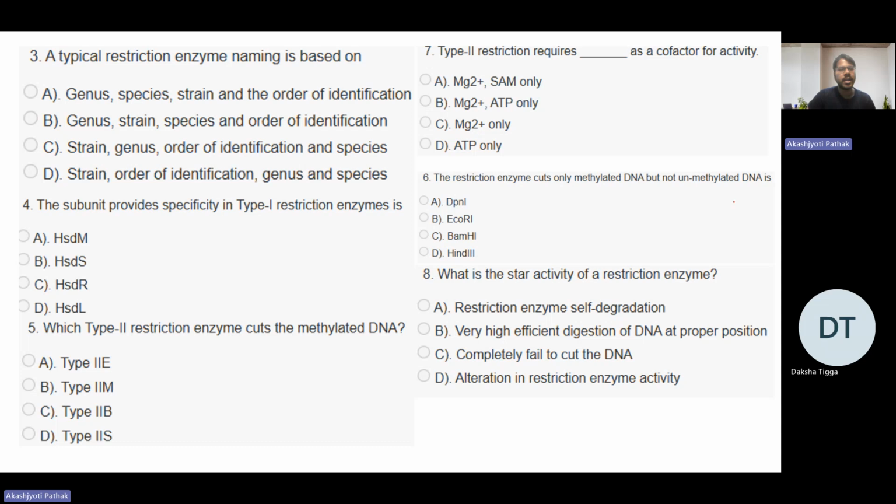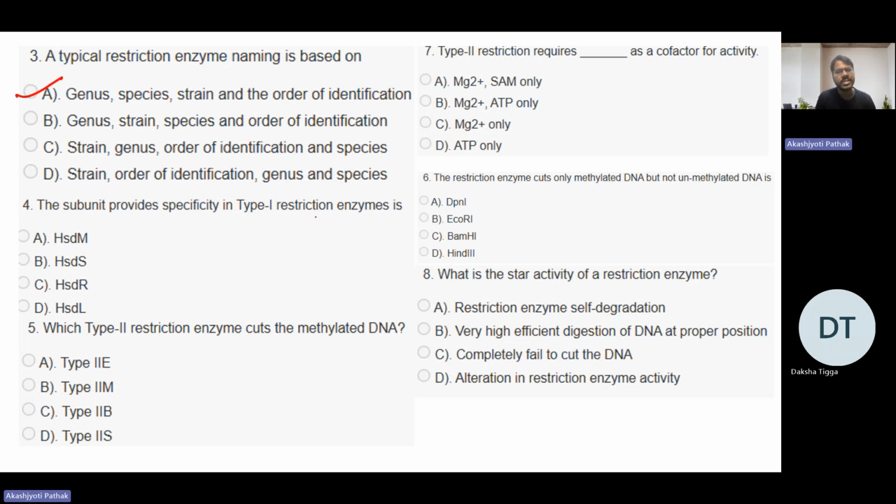So there are different questions that were asked in your assignment. Typical restriction enzyme naming, we all know, is by genus, species, strain, and the order of identification. E. coli, if you consider: the E stands for the genus, which is Escherichia, then you have the species, which is coli, and then there is the strain, R, and the order of identification, which is 1, the first strain to be identified. So the answer is option A.